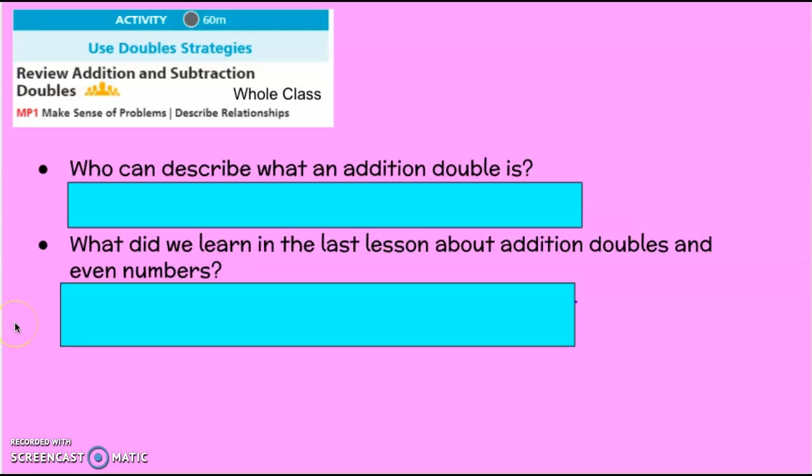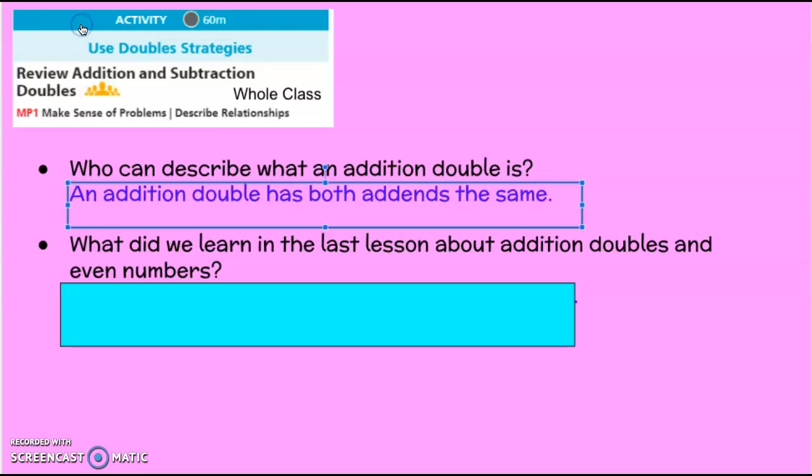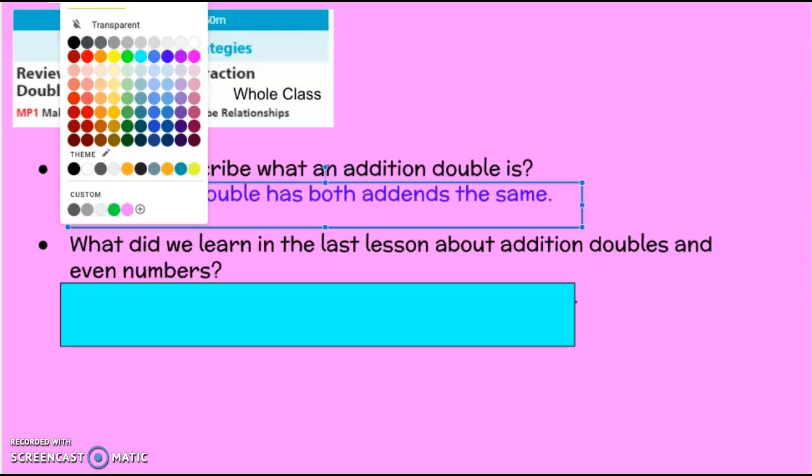Who can describe what an addition double is? What are doubles? Yeah, that's right. An addition double has both addends the same. So it means like 8 plus 8, or 6 plus 6, or 1 plus 1, or 3 plus 3. Whatever we're adding is doubled, the same number.